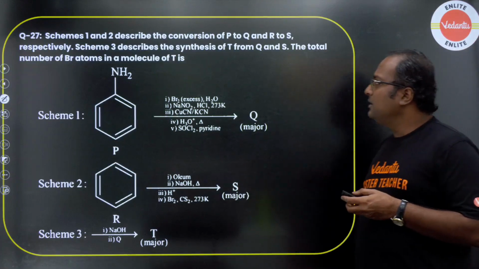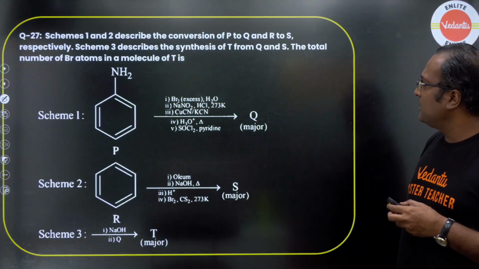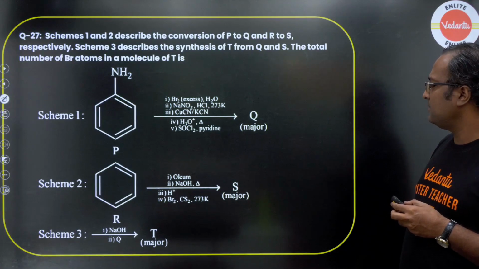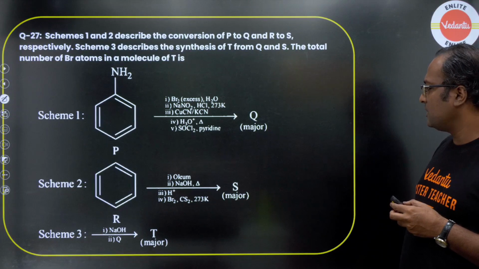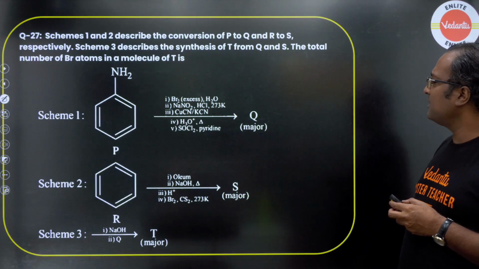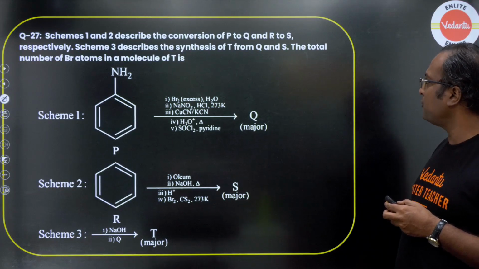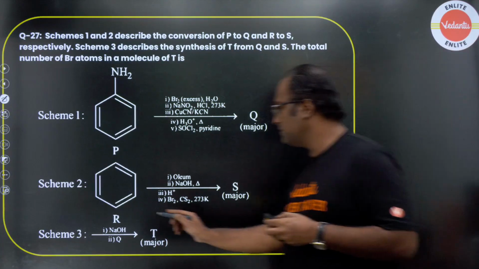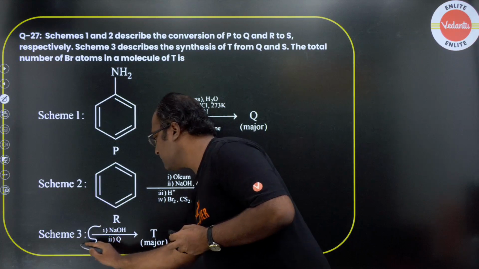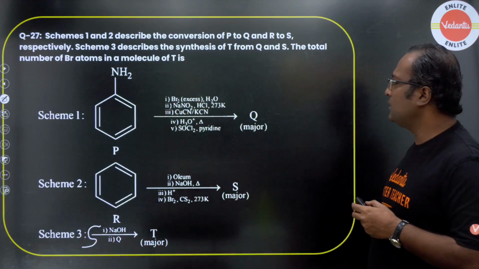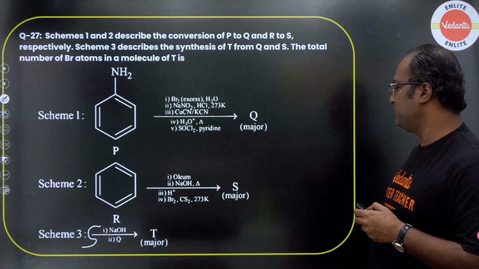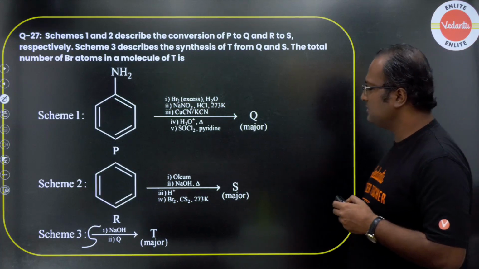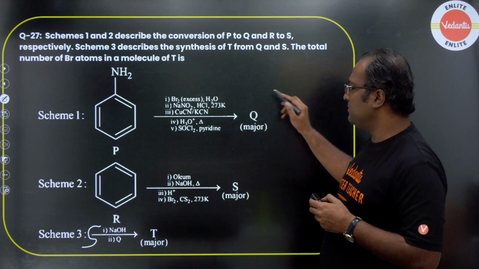Scheme 1 and 2 describe the conversion of P to Q and R to S respectively. Scheme 3 describes the synthesis of T from Q and S. The total number of bromine atoms in a molecule of T is. Oh, then look, it looks like a simple one. Chalo, let's start. First, we'll start with making Q.